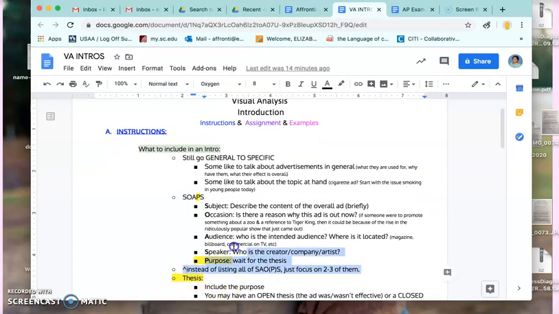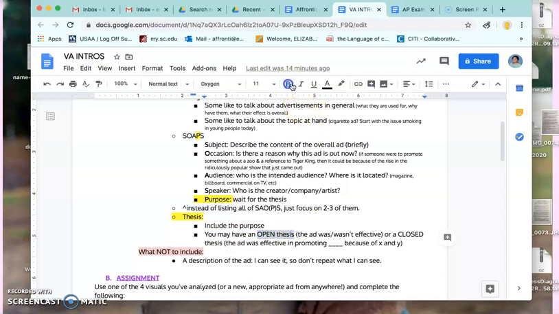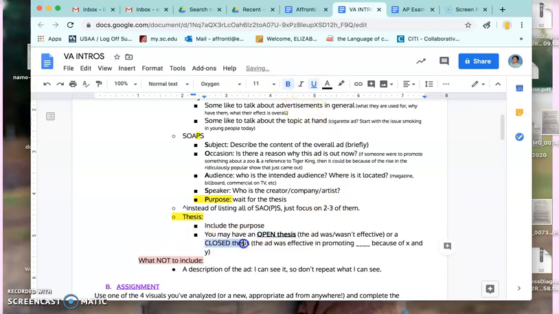Also, you have time to do that, but you're not going to need to go through all of this stuff. I just want you to see all the ideas and then apply it to whatever ad that you're picking. So with your thesis statement, you definitely have to include the purpose. Now, we've talked about what an open thesis statement is and then what a closed one is. An open thesis statement, you're leaving it open, but you're still saying your position.